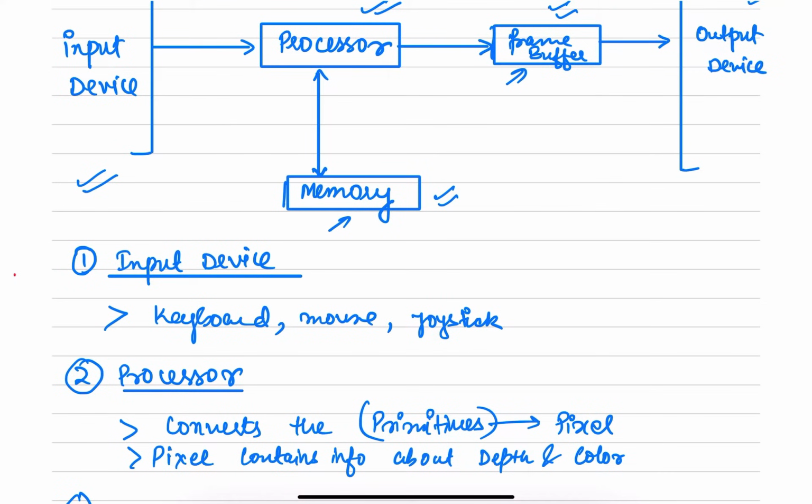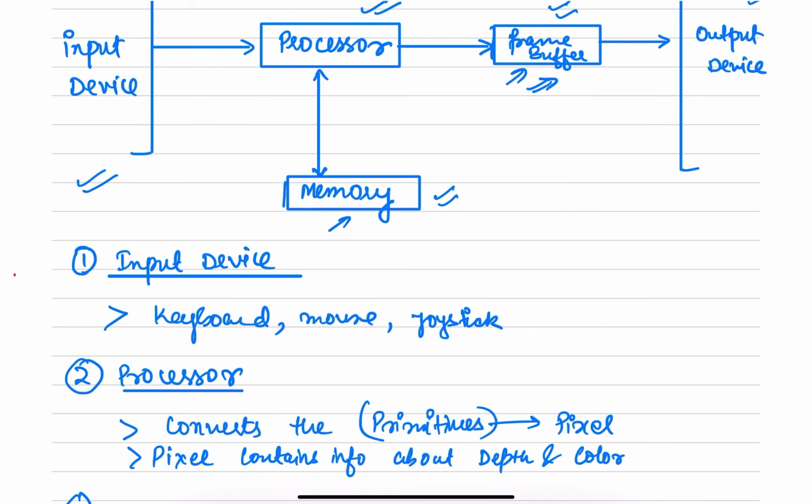So this processor is basically used to convert the primitives into pixels. Those pixels are stored here in this frame buffer, and this processor also does the rasterization. Rasterization is nothing but scan conversion, that is, primitives to 2D pixels. That is what rasterization is all about.